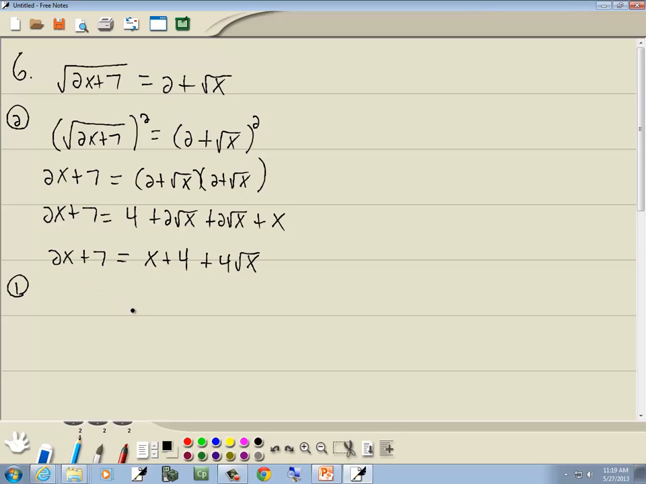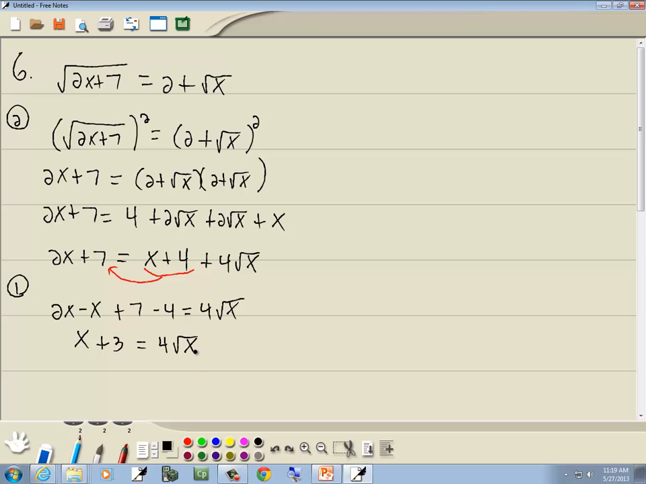Step number 1, get a radical by itself. Well, this radical is not by itself, so I'm going to work on that. I'm going to take this x plus 4 and move them both over to the left side. So I got 2x minus x plus 7 minus 4 equals 4 square root of x. 2x minus x is x. 7 minus 4 is 3, equals 4 square root of x.